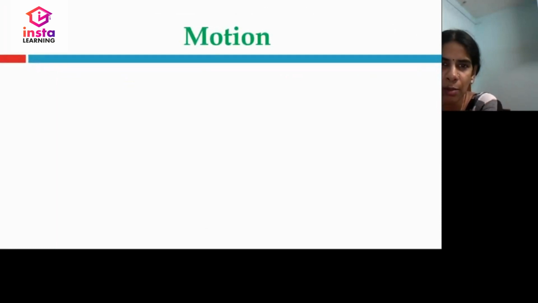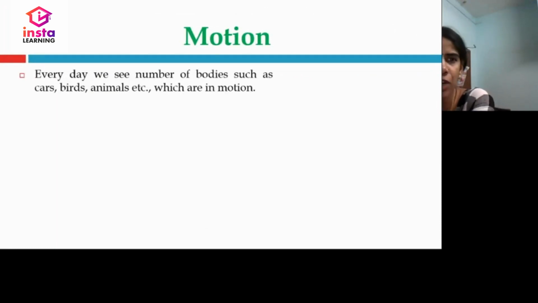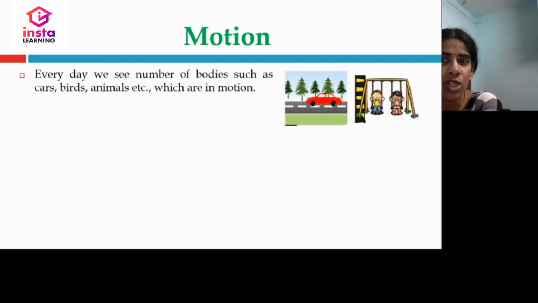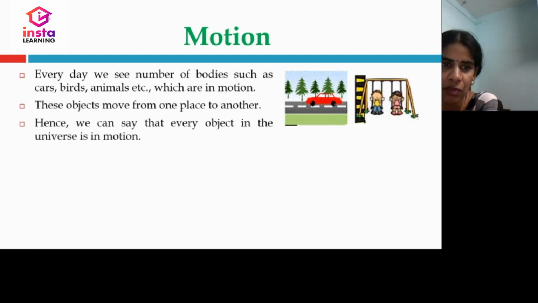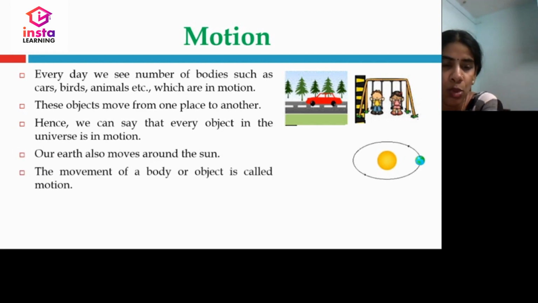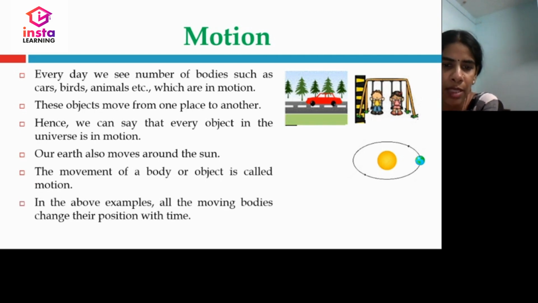Let us now learn about motion. What is motion? Every day we see a number of bodies such as cars, birds, animals, etc. which are in motion. These objects move from one place to another. Hence, we can say that every object in the universe is in motion. We know that our earth also moves around the sun. The movement of a body or object, we call it motion. In the above examples, all the moving bodies change their position with respect to time.